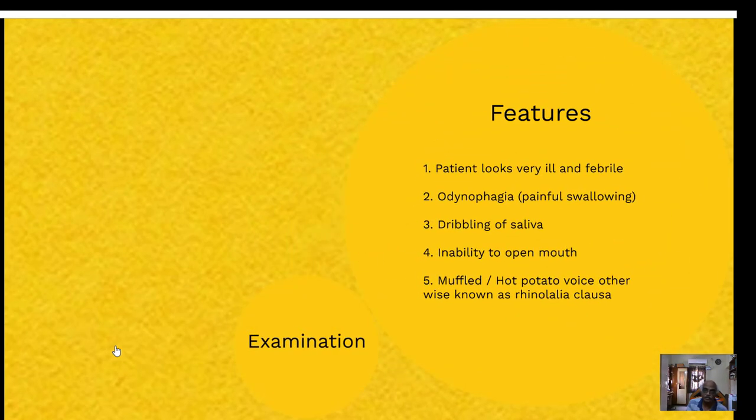Let us go to the clinical features of quinsy. Patients are really ill. They are febrile. These young adolescent patients will have odynophagia, really painful swallowing. They won't even be able to swallow the saliva because of the fear of pain, so the saliva will be constantly dribbling from the mouth. The patient will have inability to open the mouth because of trismus due to spasm of the muscles of mastication. And these patients will have a muffled or hot potato voice, also known as rhinolalia clausa.